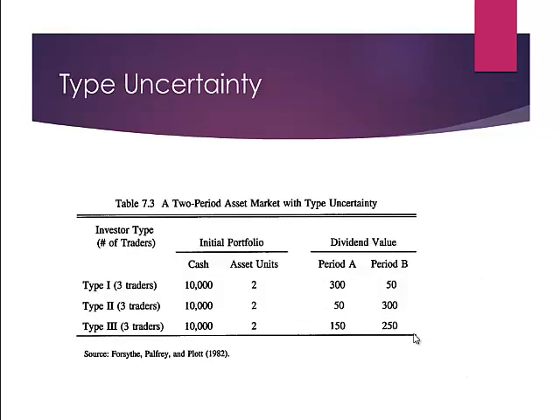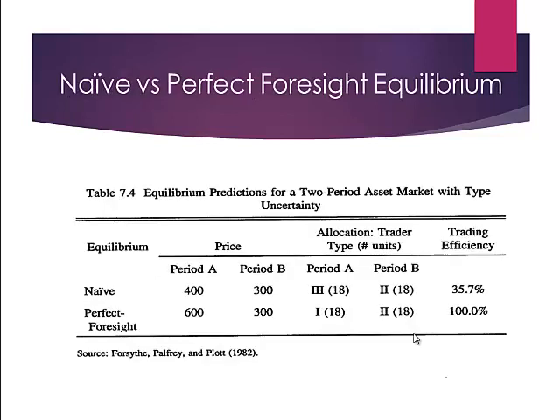I see. Right. So basically, nobody knows anything for the second period. But for the others, you know your own value. So for the type 3 traders, the value of the asset is 400, 150 plus 250. And for type 1, it's 350, and for type 2 it's 350. So basically, in the naive equilibrium, type 3 will buy up all the units for 400, and they will get 400, and there will be no sales in the second period.